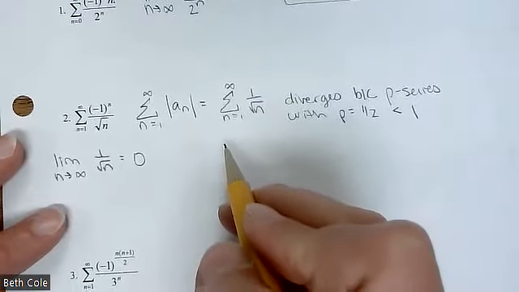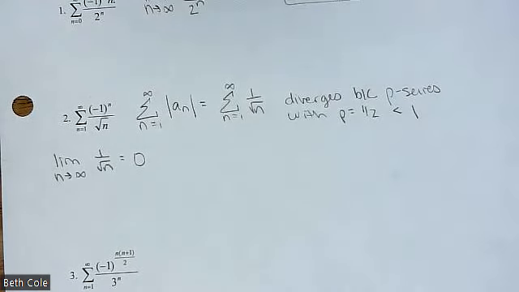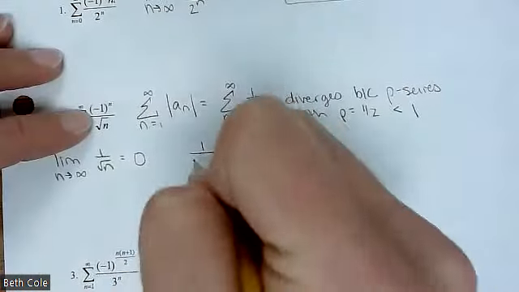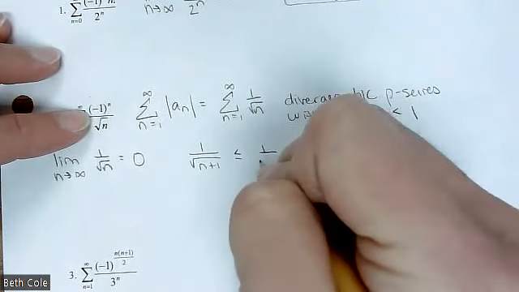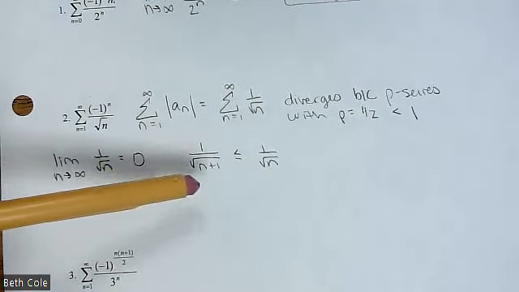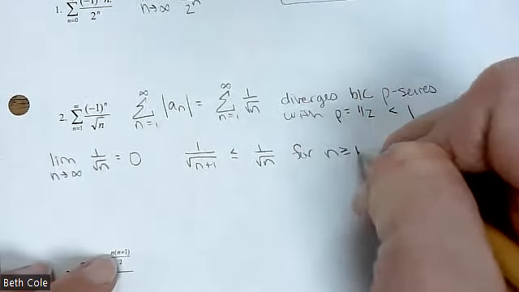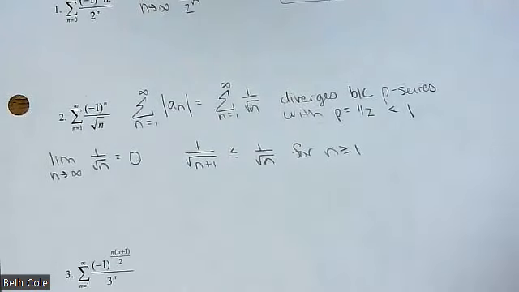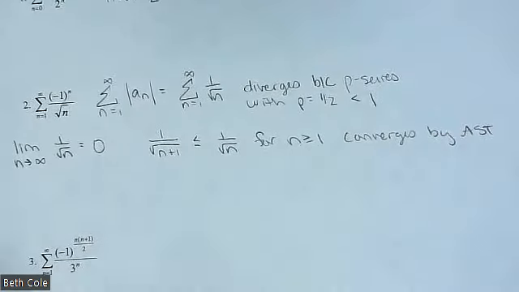What's the second step for that? Keeps getting smaller. So I'm going to say 1 over square root of n plus 1 is smaller than 1 over square root of n. And again, I always just write out, basically it's like wishful thinking. I just write out what I want it to be so that I can see it. And then I decide if that's true. And is that true? Yes, the bigger the denominator, the smaller the fraction. So this is true for n equals 1 onwards. So we would say converges by alternating series test.